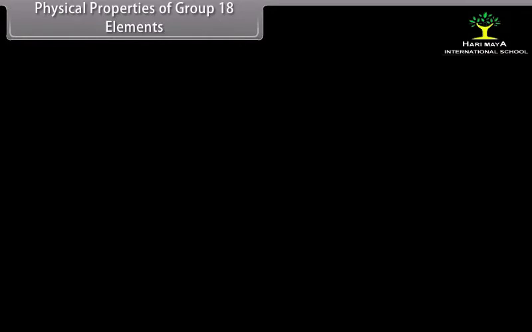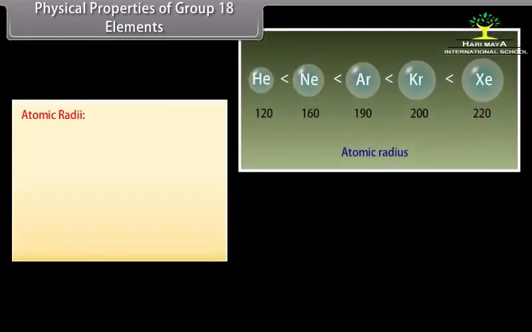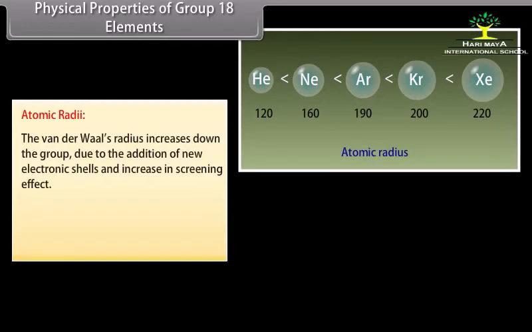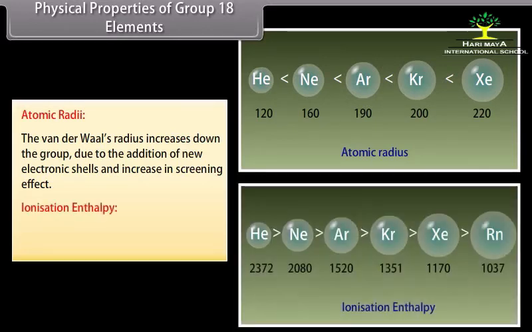Physical properties of group 18 elements. Atomic radii. In noble gases, the atomic radii correspond to van der Waals radii. As we go down the group, the van der Waals radius increases due to the addition of new electronic shells and increase in screening effect. Ionization enthalpy. The ionization enthalpies of noble gases are very high. This is due to the stable configurations of noble gases. It decreases with increase in atomic number from helium to radon.